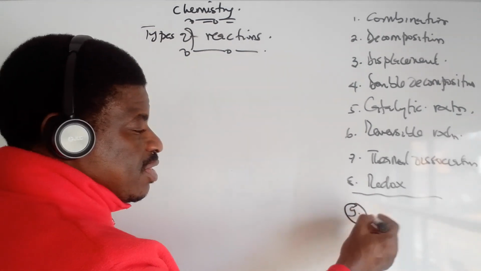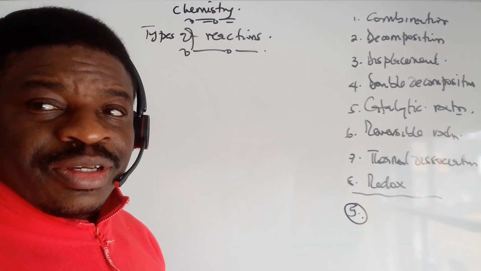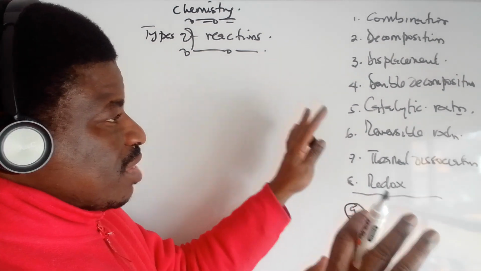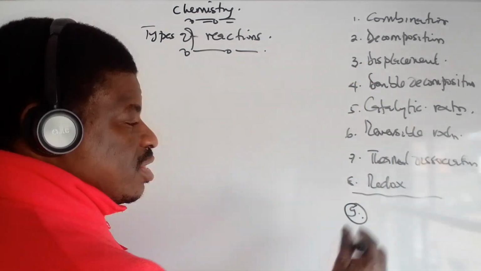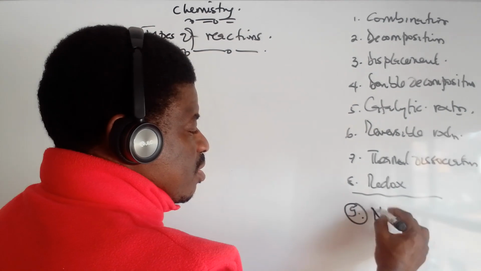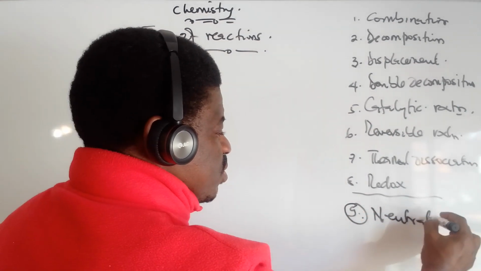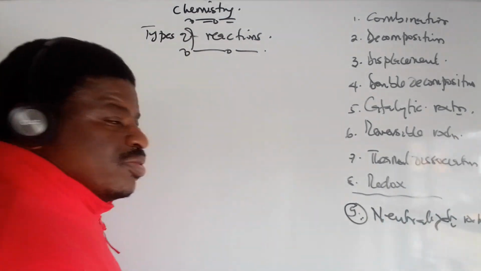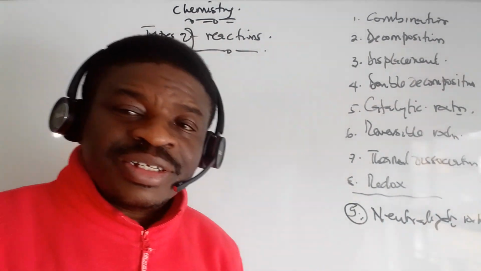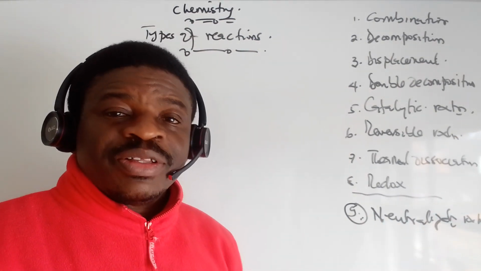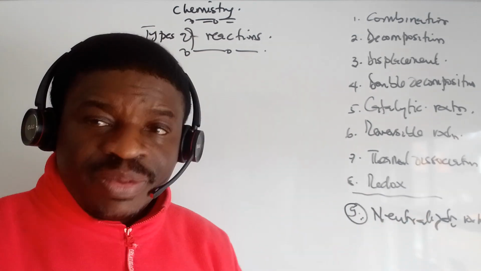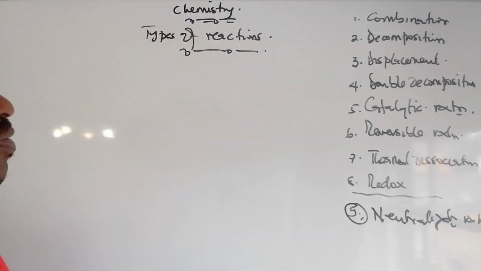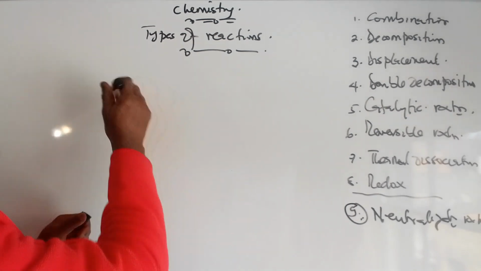Now, there is one which is not really a type of reaction, which is under the subgroup of neutralization reaction. So neutralization reaction precisely is not really one of the types of reaction, but in the course of our explanation you will understand. Now let's take the first one, combination reaction.